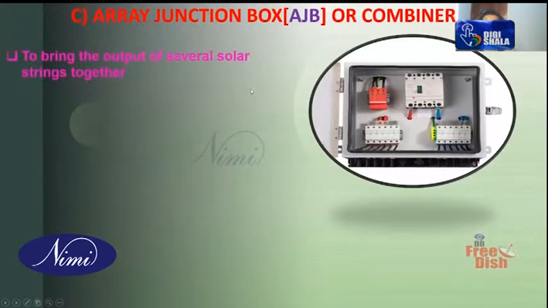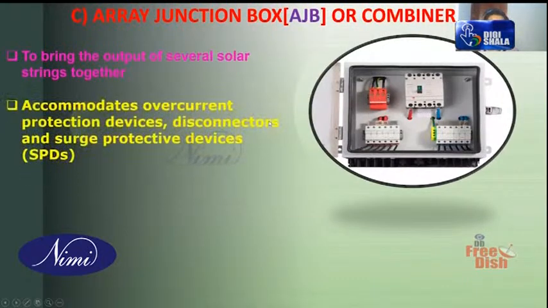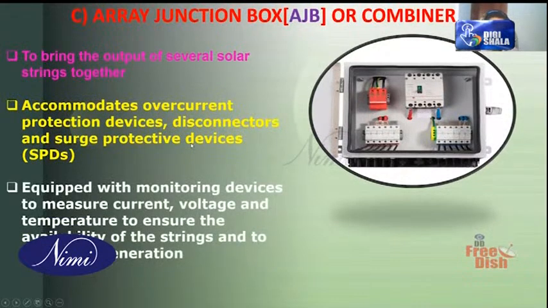So this is bringing the output of all the solar panels together to this one. You can see here, inputs are there, outputs are there. So many protective systems are there. Sometimes in some combiner box, monitoring system is also there. So overcurrent protection, overvoltage protection, anti-surge protection, we will discuss all this later. Okay. So this is called array junction box. Monitoring device, metering device also will be there.